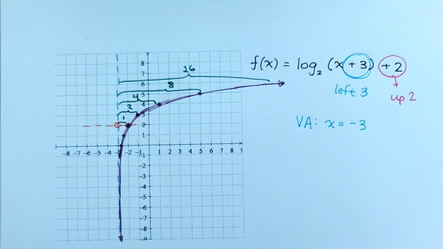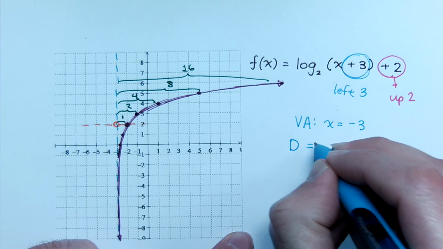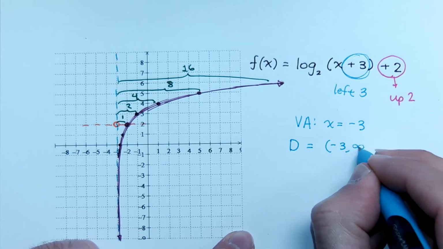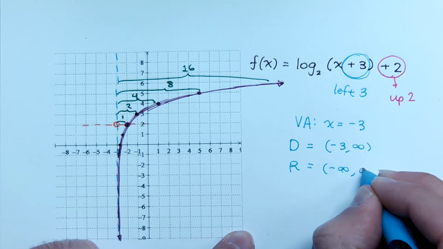Yes, Tom, you had a question? Well, I was just saying, the next thing you'd ask us is whether the domain and range changed, right? Because we shifted. Yeah, while we're here, let's do that. What's my domain? Your domain is -3 to infinity. And what's my range? For logarithms, the range is going to be all real numbers.